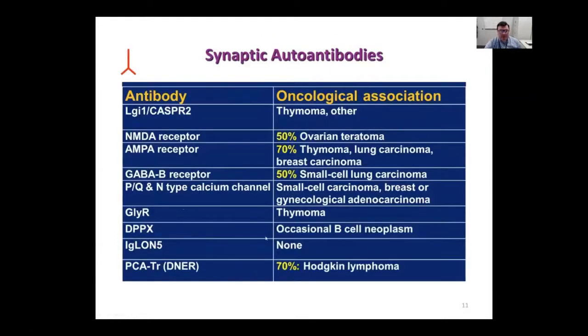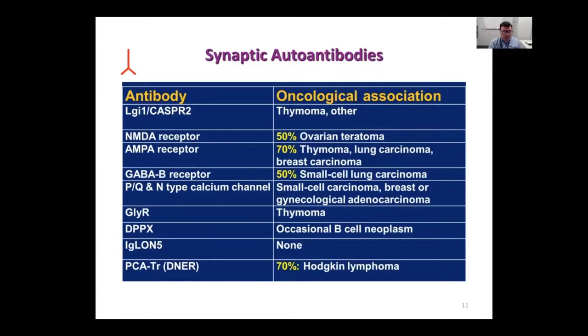Moving on then to the synaptic autoantibodies that I mentioned, these pathogenic antibodies targeting receptors and ion channels and water channels, except for the ones highlighted in yellow, for the most part, we don't commonly find tumors in these patients.